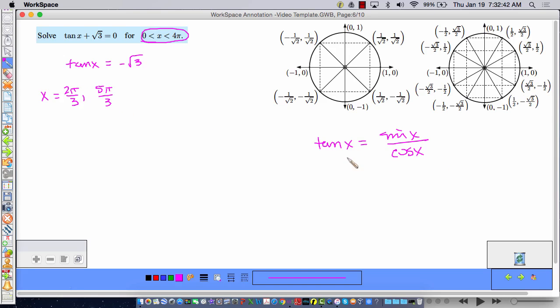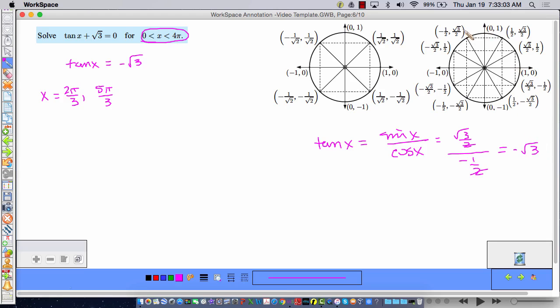Okay? So tangent x equals sine x over cosine x. At 2 pi over 3, sine and cosine are root 3 over 2 and negative 1/2. So that would be root 3 over 2 over negative 1/2. The 2's cancel and I'm left with negative root 3.